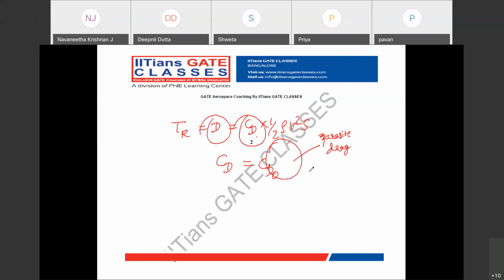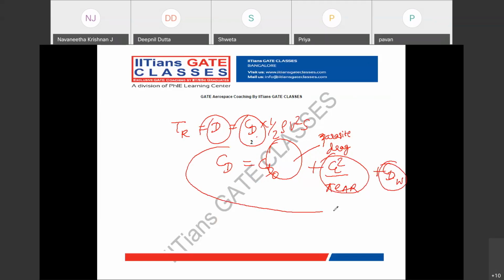It only depends upon the profile of your aircraft. And the second parameter is CL square by pi E AR, which is your induced drag coefficient. There is one more drag coefficient, which is the wave drag coefficient, that is Mach drag or wave drag or foam drag coefficient. It only happens when Mach is greater than 1. This coefficient will be there only when Mach is greater than 1.